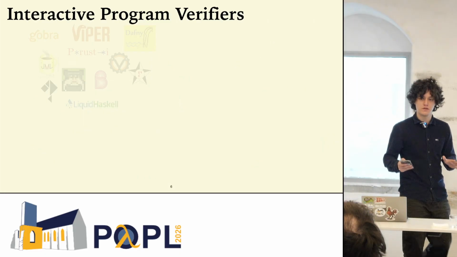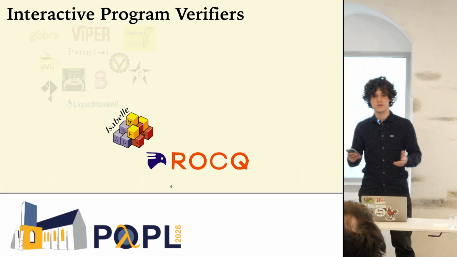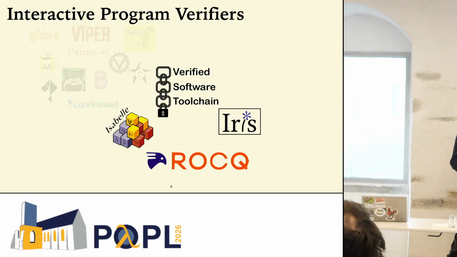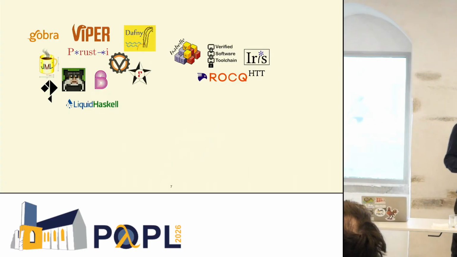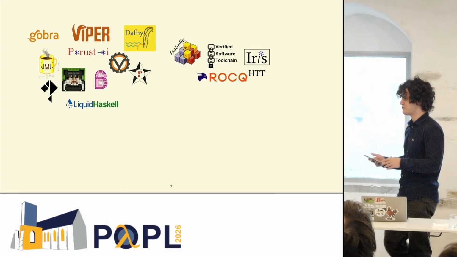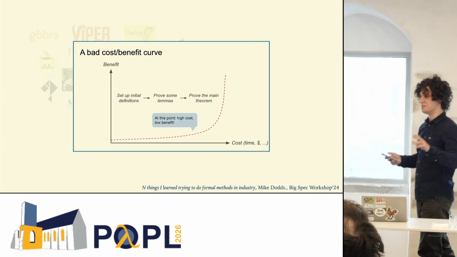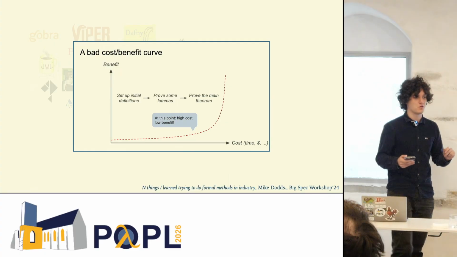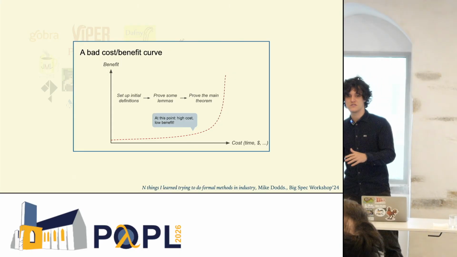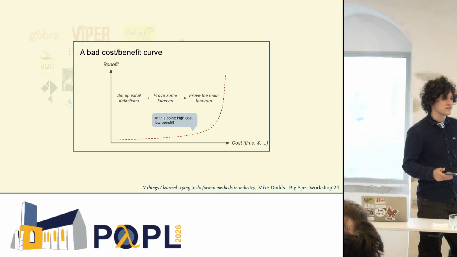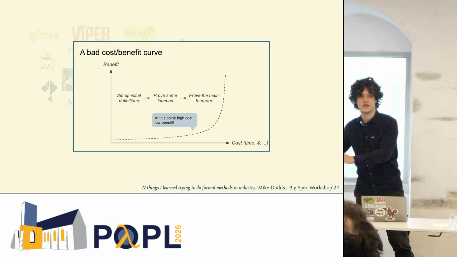The verifiers which do not suffer from this problem are interactive ones. Usually we build them on top of Rocq or Isabelle or something else. And I'm talking about VST, Iris, HTT, stuff like this. Working with such verifiers is, of course, very intellectually fulfilling, and it helps us publish POPL papers, which we love. But using them in practice might not be the most economically efficient strategy because the cost-benefit curve is not that great, right? You will spend a lot of time setting up definitions, proving auxiliary properties, and you will only get some result which you can show to someone, maybe your investors, towards the end of your verification effort.